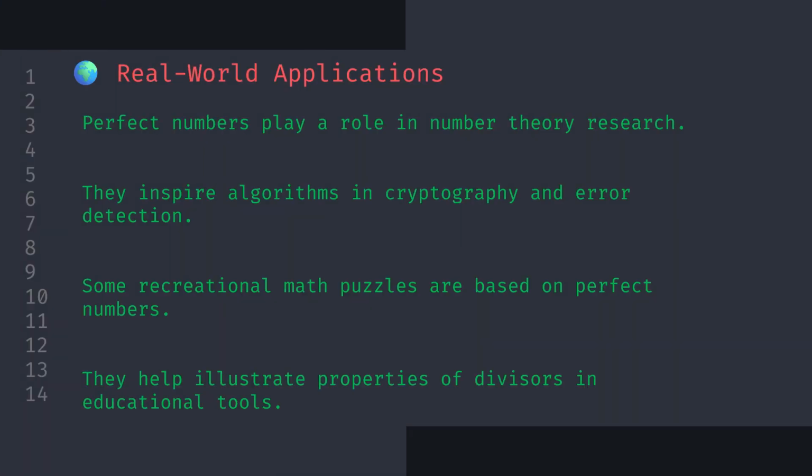Perfect numbers are more than a mathematical curiosity. They impact modern research. They can be used to design secure cryptographic systems and detect errors in data. Many math puzzles and educational tools use perfect numbers as examples. Understanding them deepens your appreciation for both theory and practical applications.